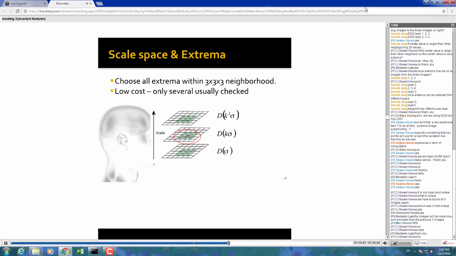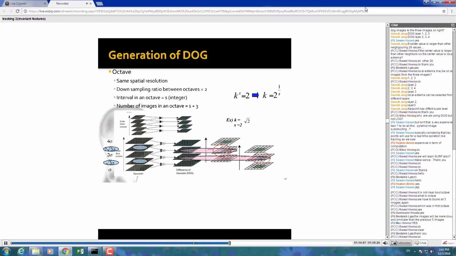So, okay, this is another detailed example. Let me show you. When we are considering a 3 by 3 by 3 neighborhood to find the extrema, the lower layer is the DoG based on Gaussian sigma. The next one is K sigma. The third one is K square sigma. So this is the formulation for how much sigma we are increasing, based on this formula.